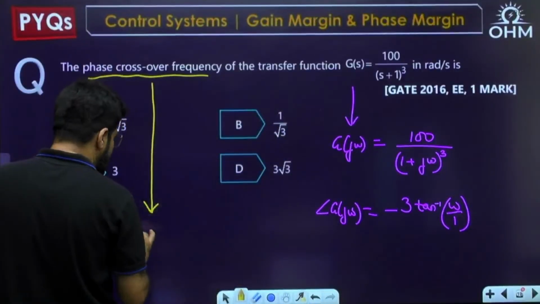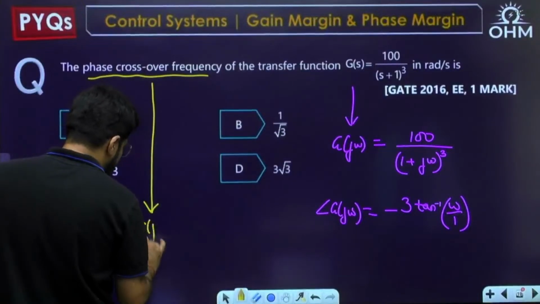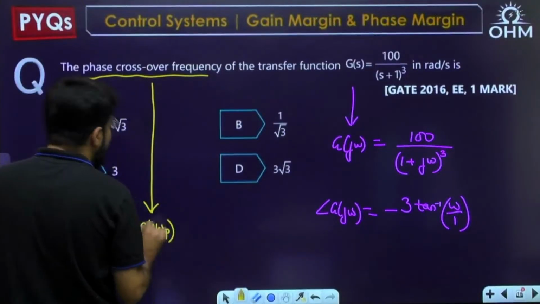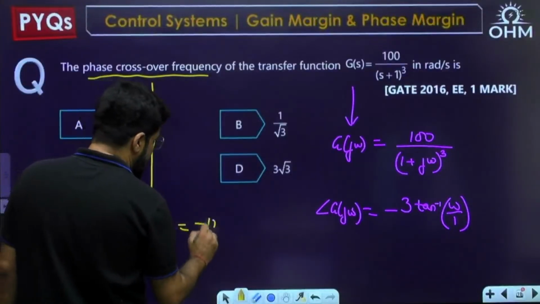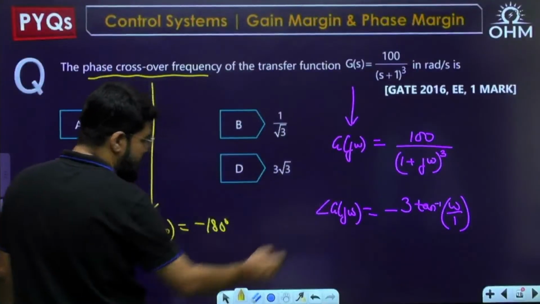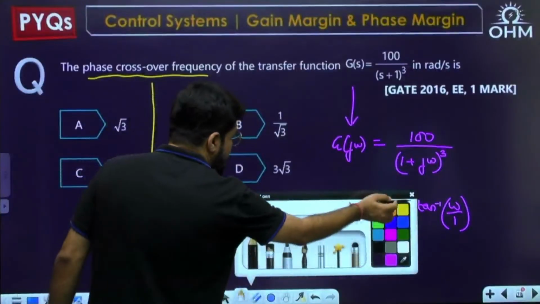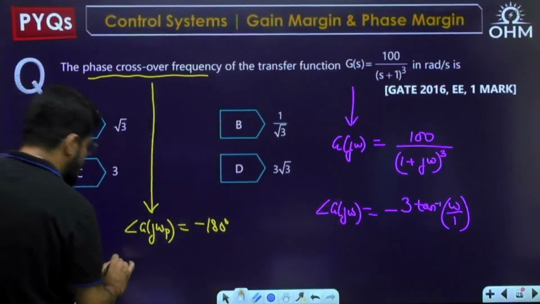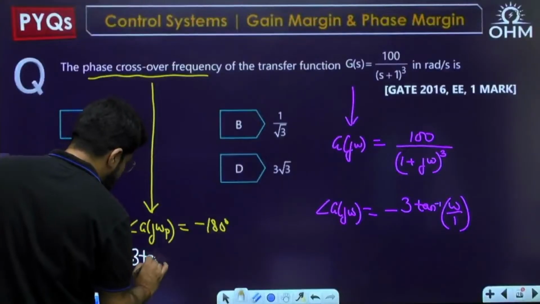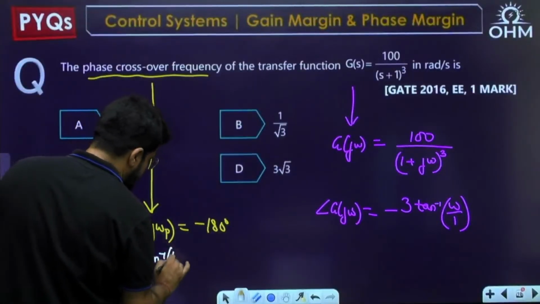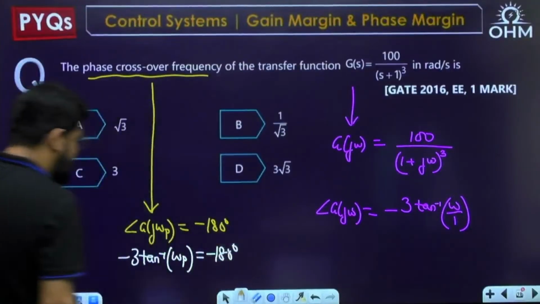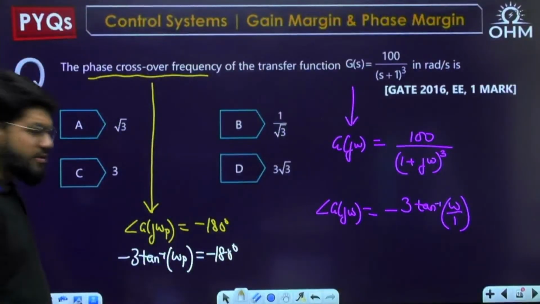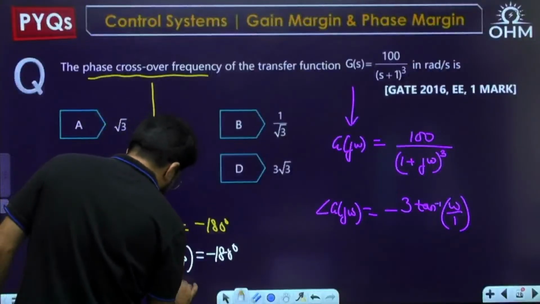What happens at phase crossover frequency? It is the frequency at which angle g(j omega p) should be plus or minus 180 degree. Let me choose minus 180 degree because I have the minus expression there. So what is the angle g(j omega) expression? Minus 3 tan inverse omega p is minus 180 degree.